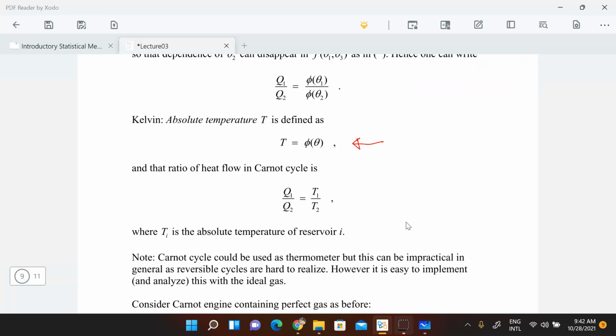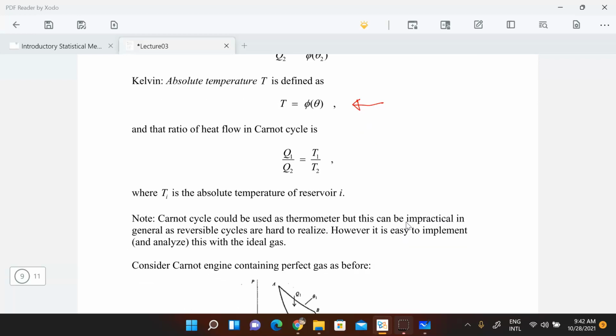And the ratio of heat flow in a Carnot cycle is really equivalent to the ratio of the temperatures. But remember that the temperature is generally an arbitrary function, but now this becomes an absolute temperature because of the assumption of the universal function. Okay, so in a way what we have done is to make use of the Carnot cycle to act like a thermometer.